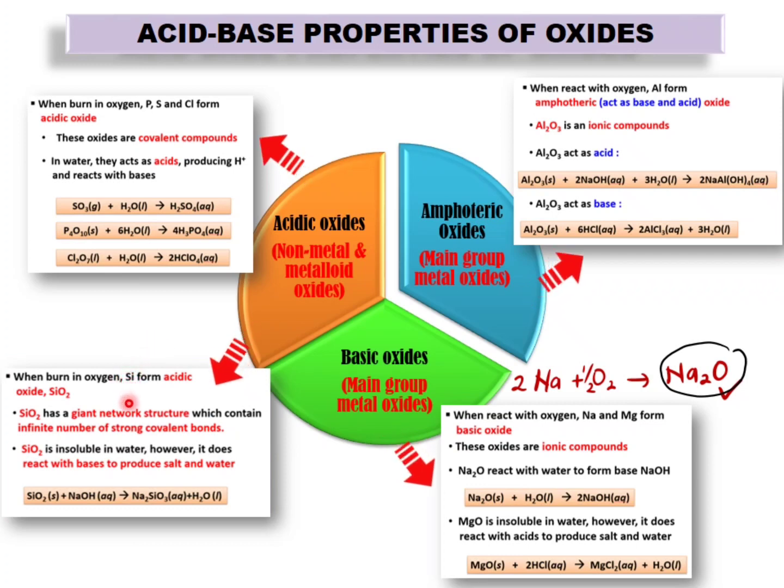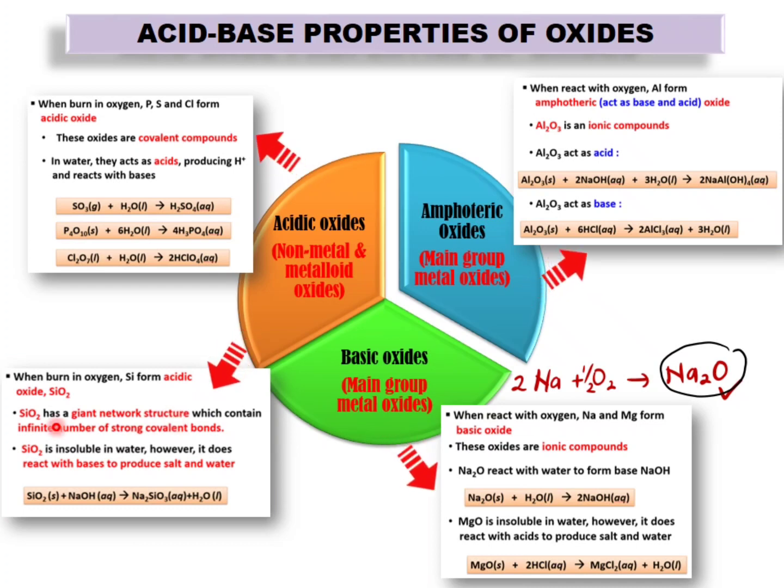Okay, so all the example that I show you here only focus on element in period 3. Okay, ni yang depends pada awak punya syllabus lah. Memang kita fokus kepada elemen period 3. Okay, when silicon burn with oxygen or react with oxygen, it will form acidic oxide, which is silicon oxide. Okay, so actually silicon oxide has a giant network structure. Okay, maksudnya dia ada struktur yang sangat besar.